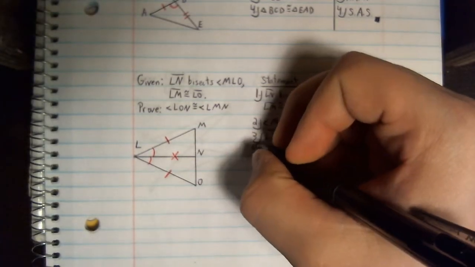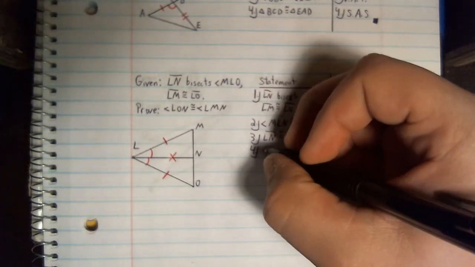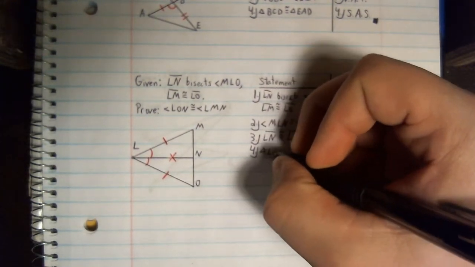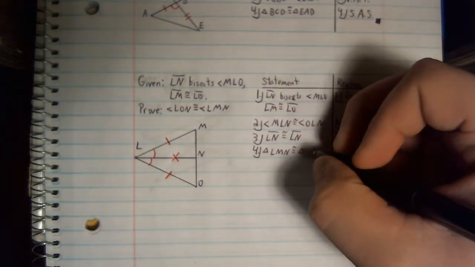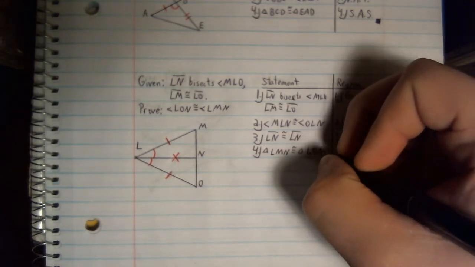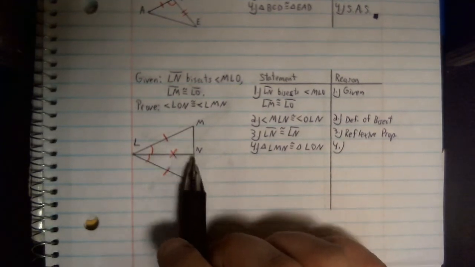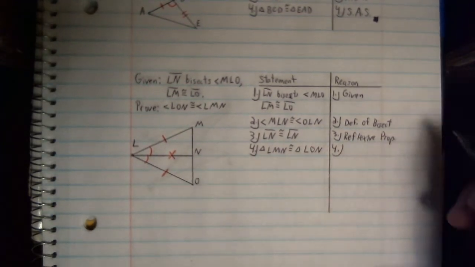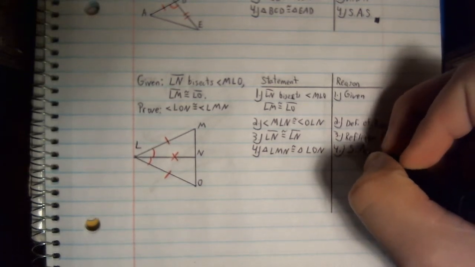Well, I have everything that I need to say that these triangles are congruent. So let's state that. Triangle LMN is congruent to triangle LON. I took a second to pause just to make sure that I had the proper valid statement written. I went from LM to N, so I need to follow LON. Okay, and we prove those triangles congruent using side, angle, side.